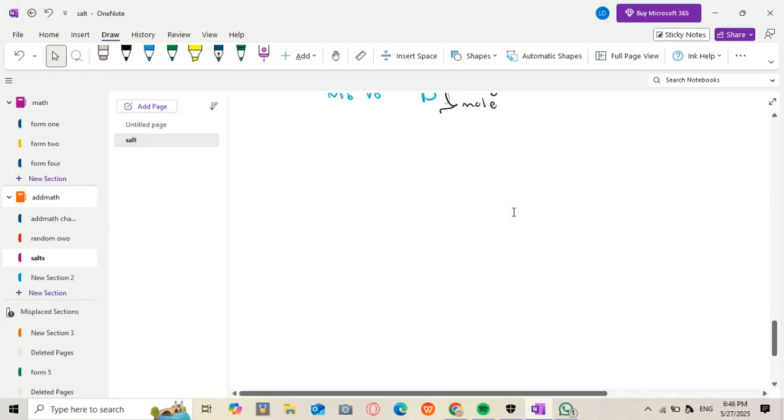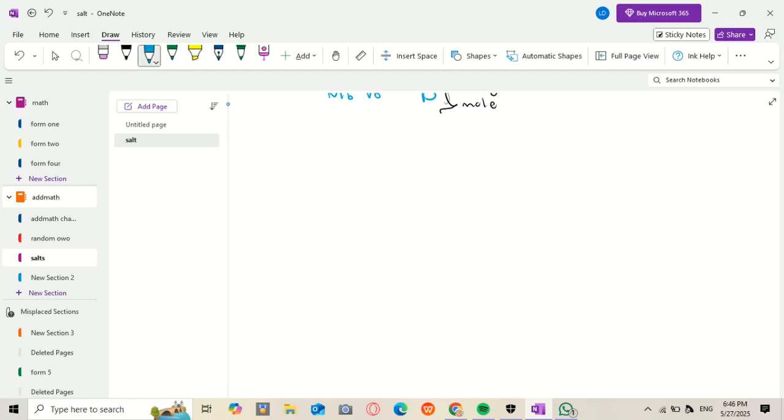We're going to be moving to the last topic of salts, which is the preparation of salts. Oh my god, I spaced it. Preparation of salts. Okay, so this is going to be all topics involving salts. Let me go through preparation.